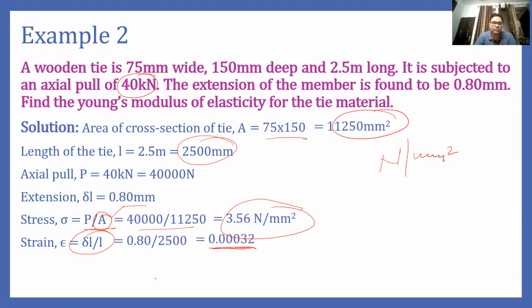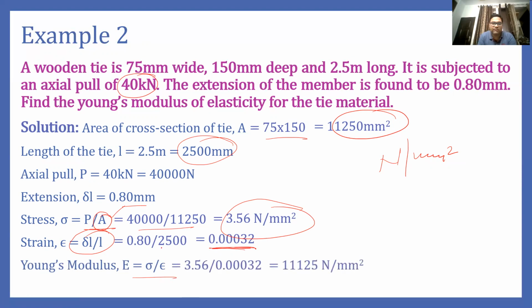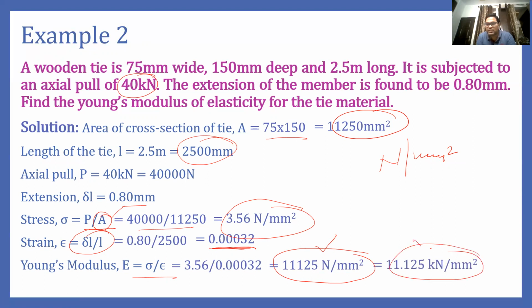Now we can find out the value of E, and that is stress upon strain. Putting all the values, we get the value of Young's modulus of elasticity as 11,125 Newton per mm square. We can even convert this value into kilonewton, so we can write 11.125 kilonewton per mm square. That is the answer we were supposed to find in this example.